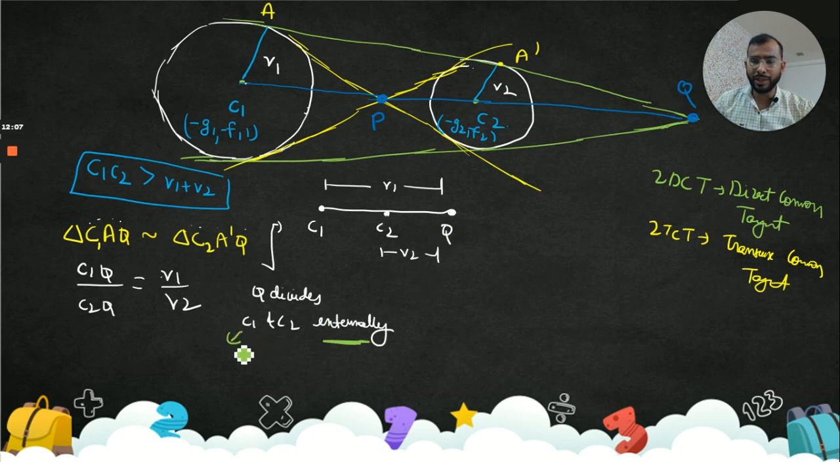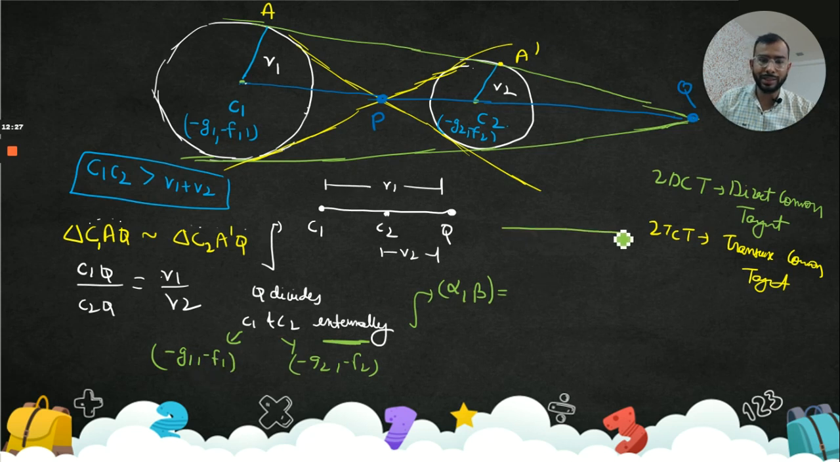So if point C1 is minus G1 comma minus F1, this is minus G2 comma minus F2, and the ratio is R1 R2. So you know how to find out Q. Q coordinates, let's say alpha comma beta. Alpha comma beta is x and y. X would be, so see, you can write this as this also. C1 is minus G1 comma minus F1, this is minus G2 comma minus F2, and this is Q. So it's basically R1 minus R2, or you can write nothing but R1 R2 then substitute minus.